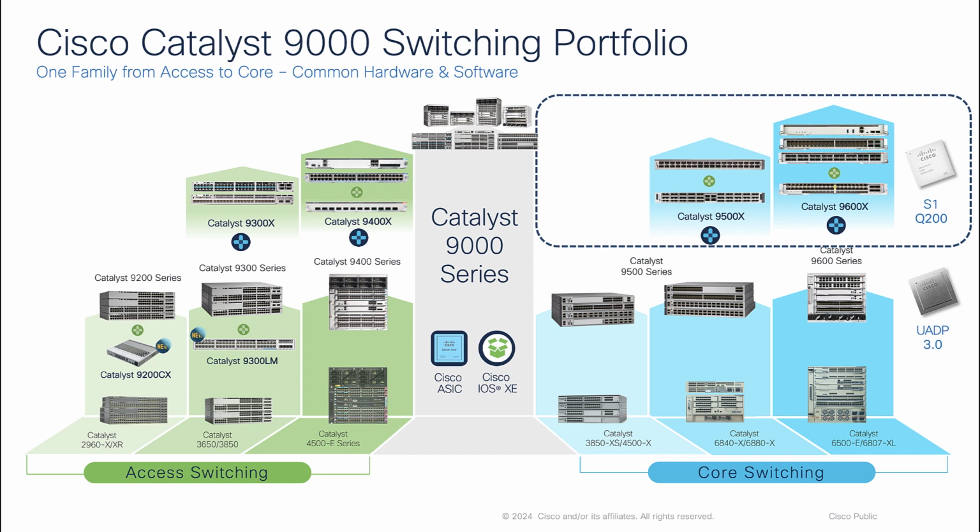In this migration, whether you are deploying the older Catalyst 6500 and 6800 series, or Catalyst 9600 series with Supervisor 1, or any other core platform in the core switching, the transition to Q200 based models provides significant benefits, including higher throughput, higher scale, along with improved power efficiency.